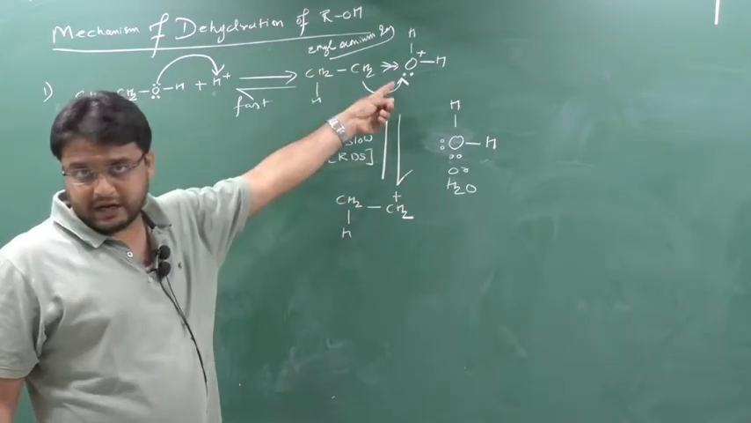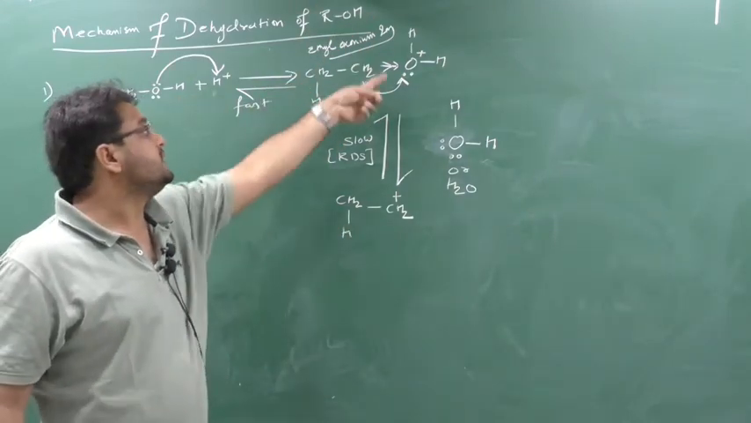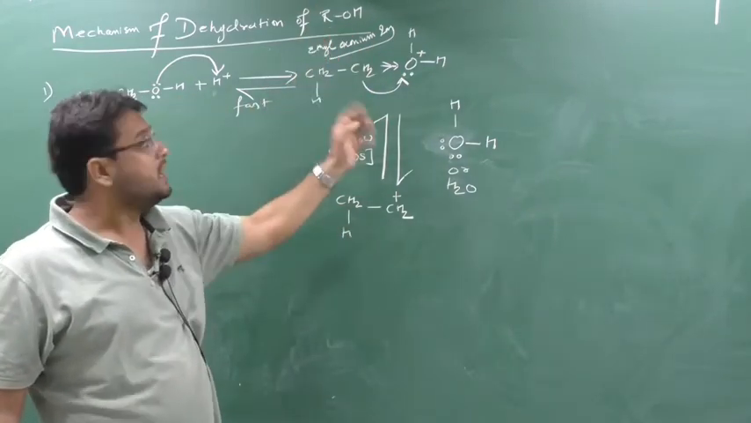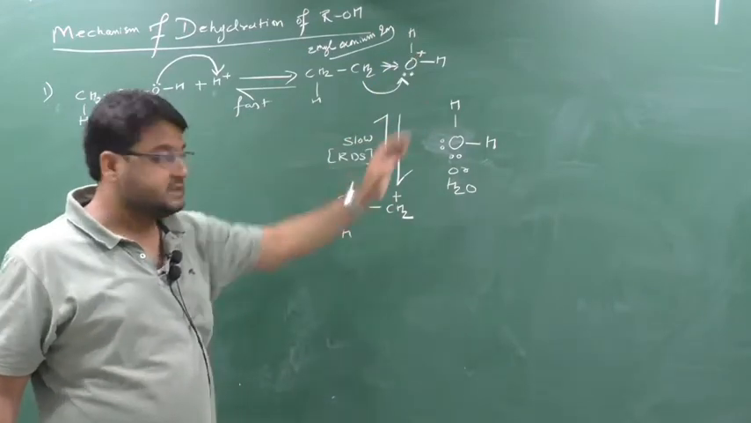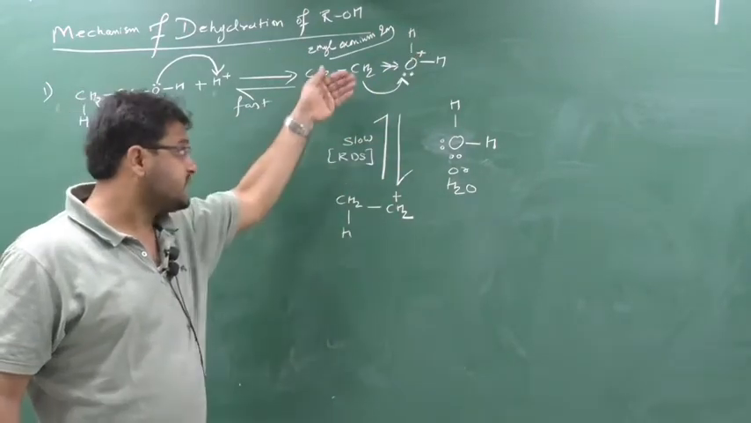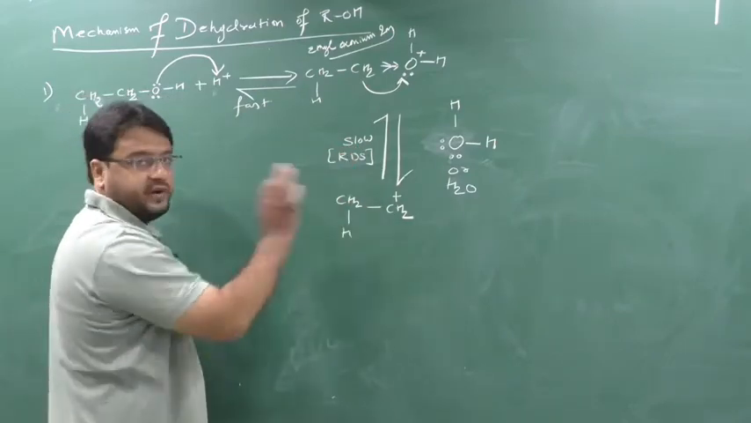Instead of 1 degree carbocation, if this alkyl chain was 3 degree, then the removal of water was very, very easy. So the reaction was very fast as compared to 1 degree carbocation. So with 1 degree carbocation, here the reaction will be very slow.